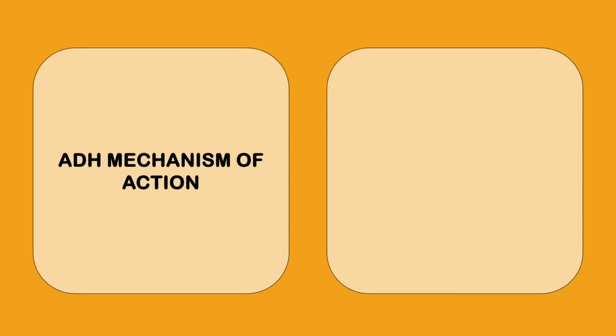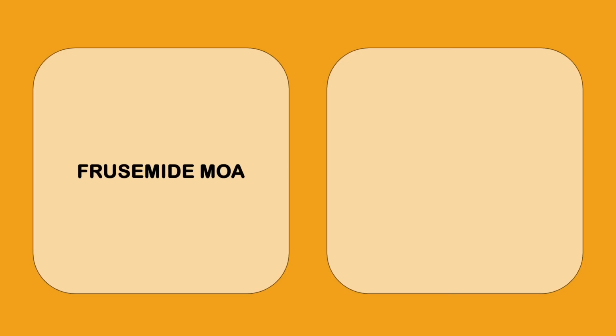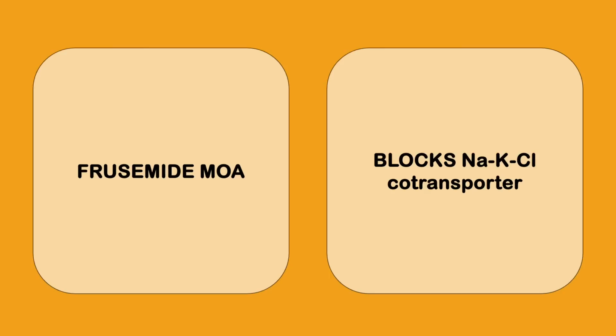ADH mechanism of action, that's aquaporin induced water reabsorption, aquaporin induced in the collecting tubule distally. Furosemide mechanism of action: furosemide acts on the thick ascending limb, it's a loop diuretic. So it blocks the sodium potassium chloride co-transporter.